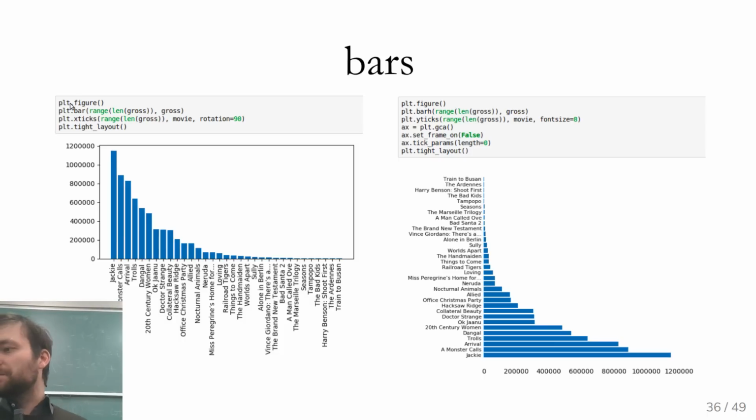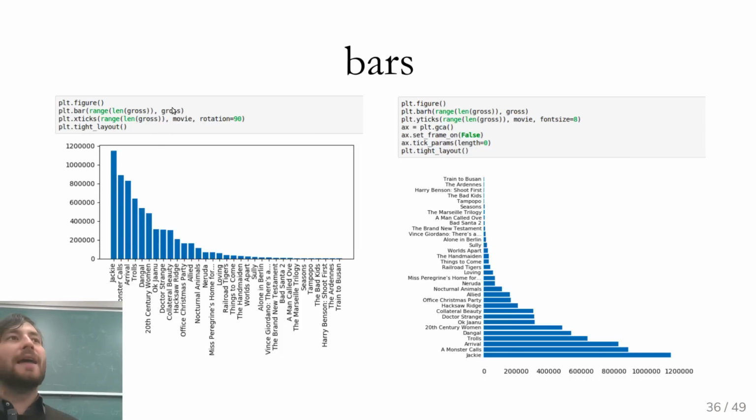Okay, so to do bar plots, you use either bar or barh for horizontal bar plots. You need to give it first the x position for bar or the y position for barh, which usually is just a range, and then the quantity, which is the height of the bars. So usually here I do range of len, the number of these things, and then the gross.